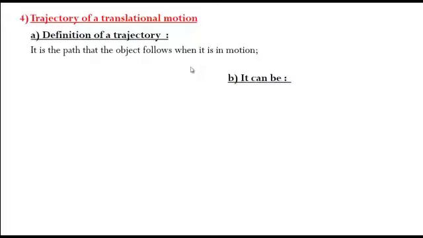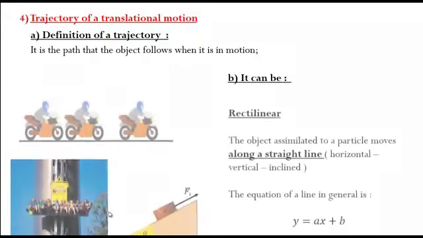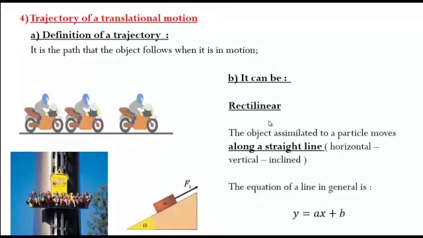Now هيدا الطريق كيف ممكن يكون? It can be first rectilinear. So rectilinear, this means the object assimilated to a particle is moving along a straight line. So here it's moving along a straight horizontal line, along a straight vertical line, along a straight inclined line. بالنسبة للequation, we'll leave it for now.